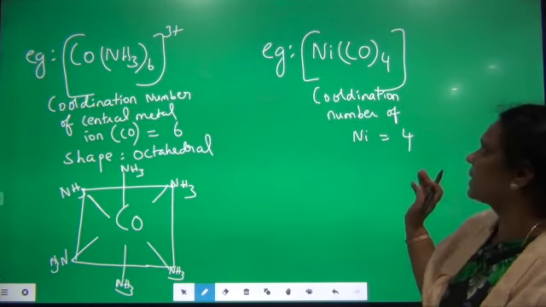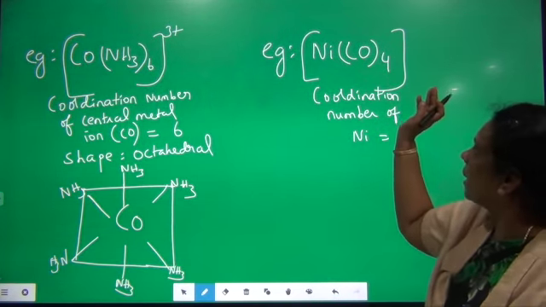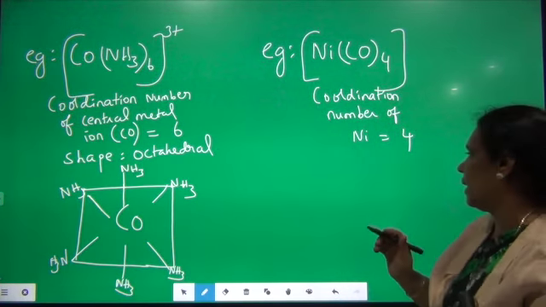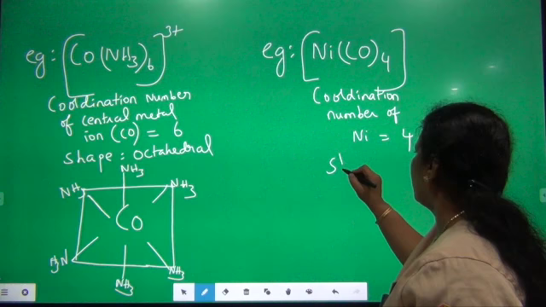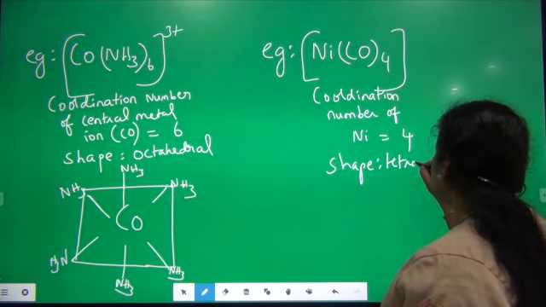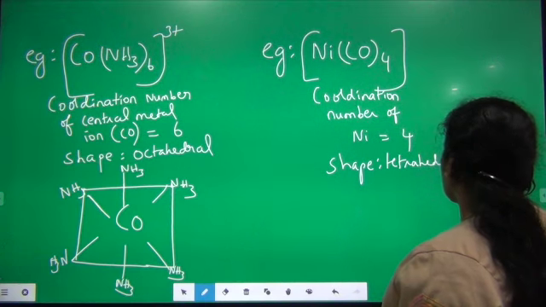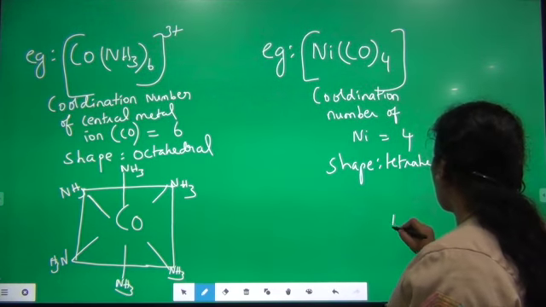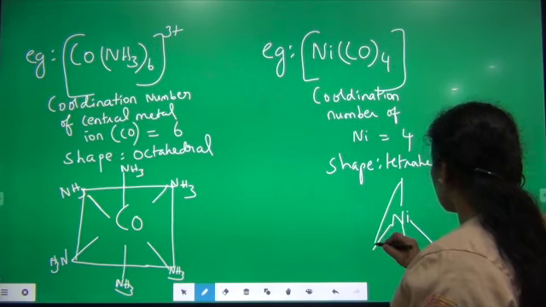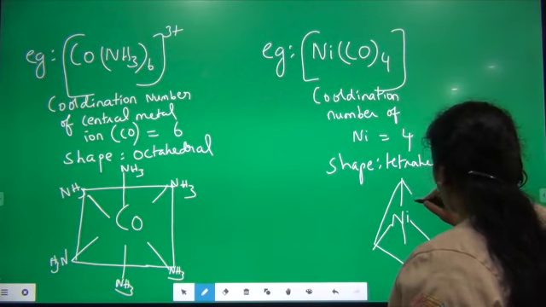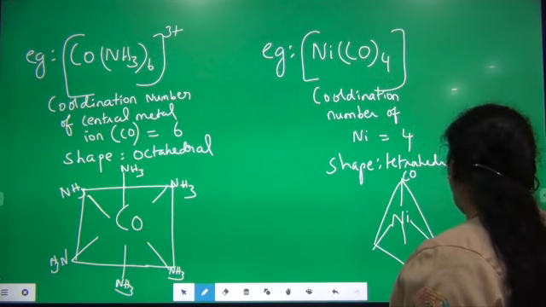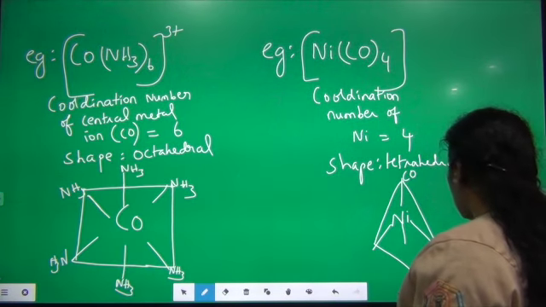In this case, as the carbonyl groups are attached to the nickel, this complex will have a tetrahedral shape, where all four corners are occupied by carbonyl groups.